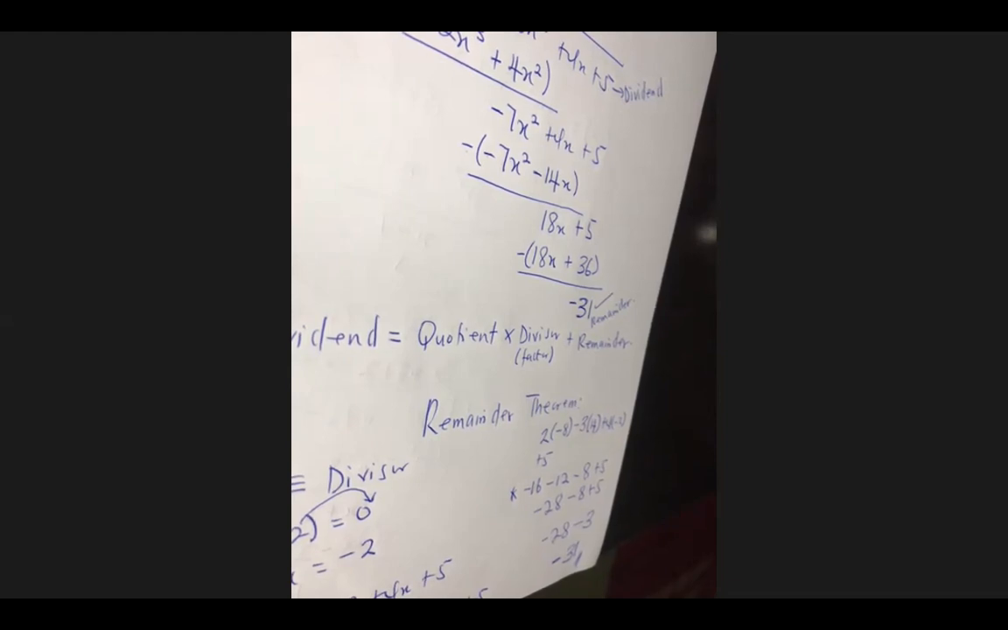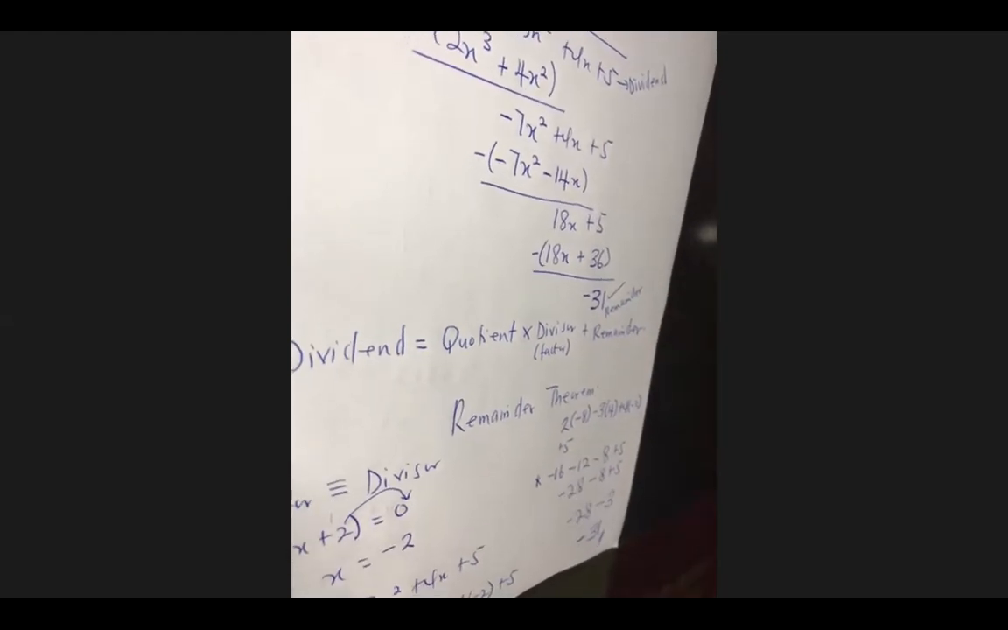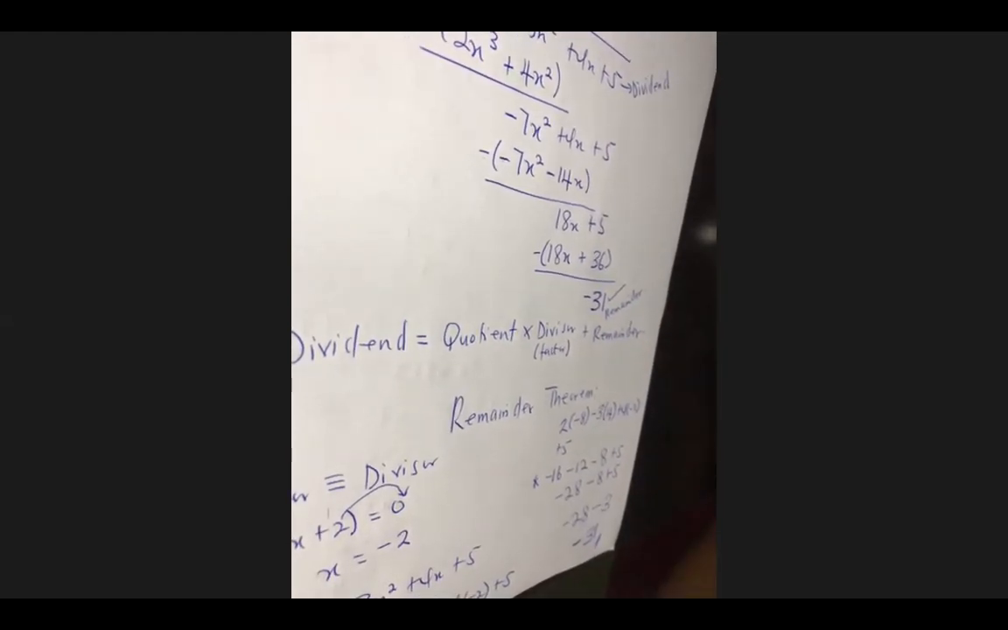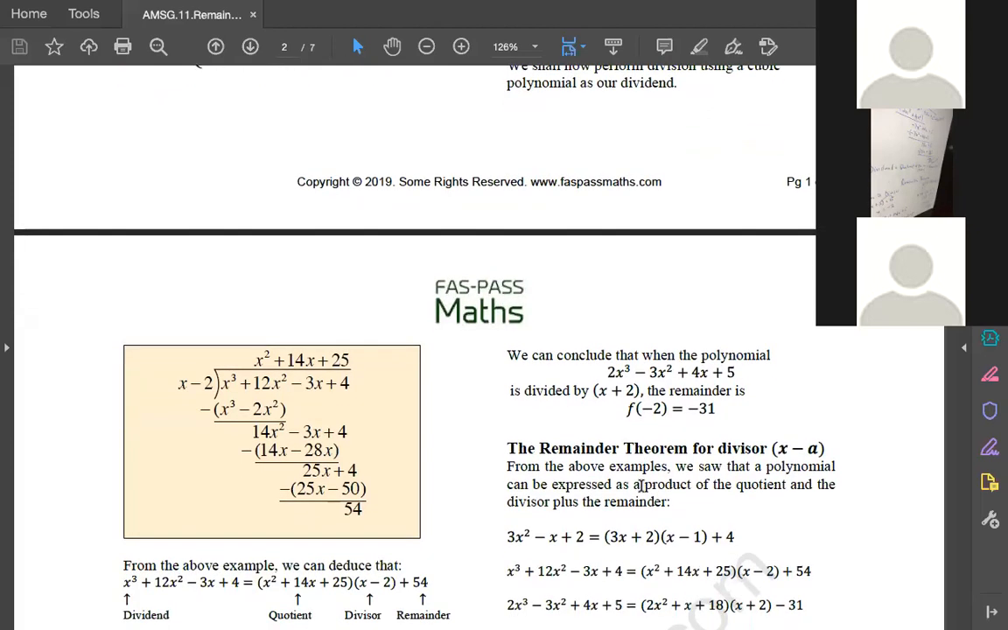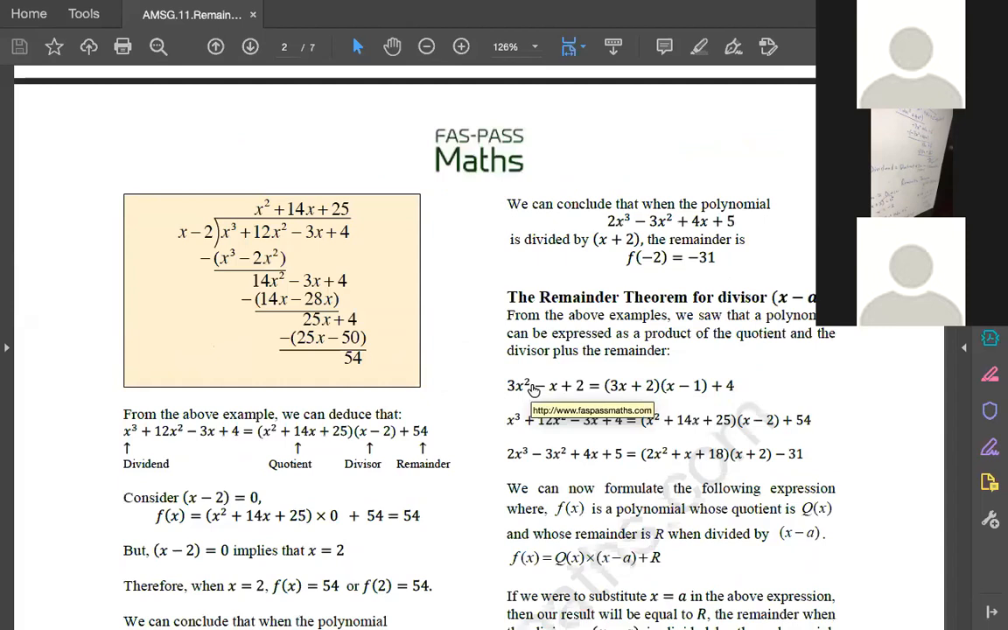Yes, please. That is the remainder theorem. Very, very simple. So we have negative 31. Good. Now the remainder theorem for divisor x minus a.